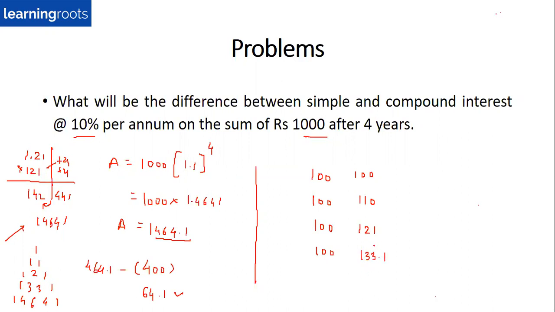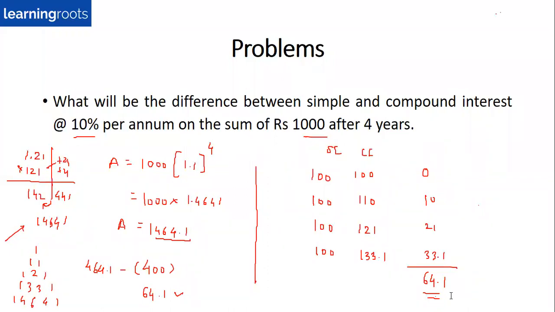So 11, 11 square, 121, 1331 is 11 cube, and so on. Now I just need to find the difference, right? So I'll find the difference between SI and CI every year. The SI CI difference here is 0, here is 10, here is 21, and here is 33.1. The summation of this is of course 64.1.